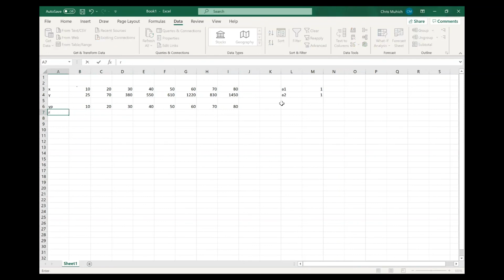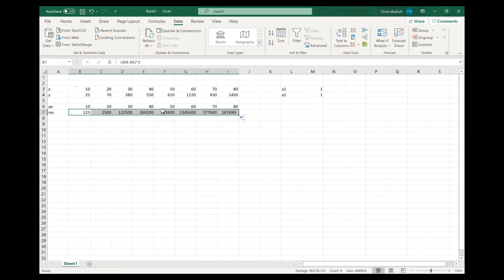I can calculate my residual, so we'll put that in here. I can do my actual minus the predicted, squared, to get that error. I can once again drag that equation across. In each of these boxes, it's going to take y minus yp and square it all the way across. I'm then going to set up my sum of the residuals over here.